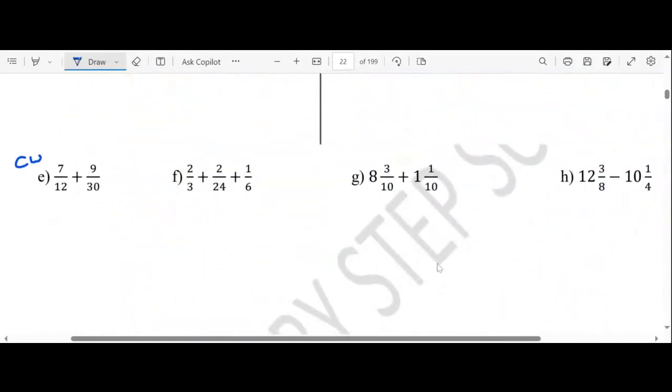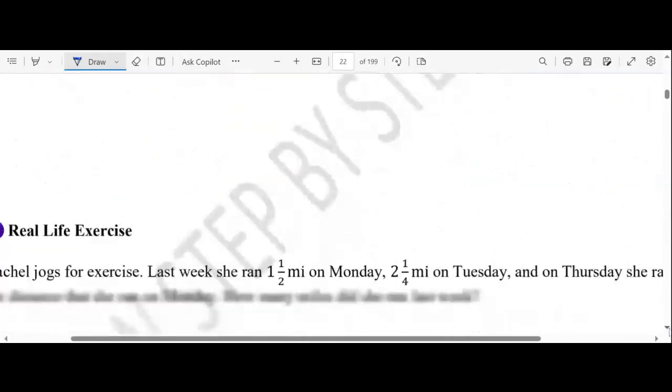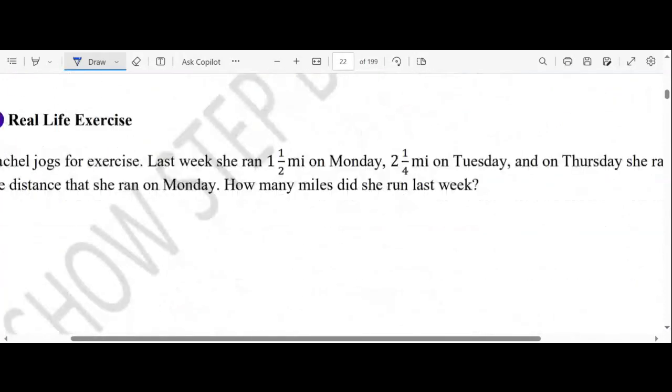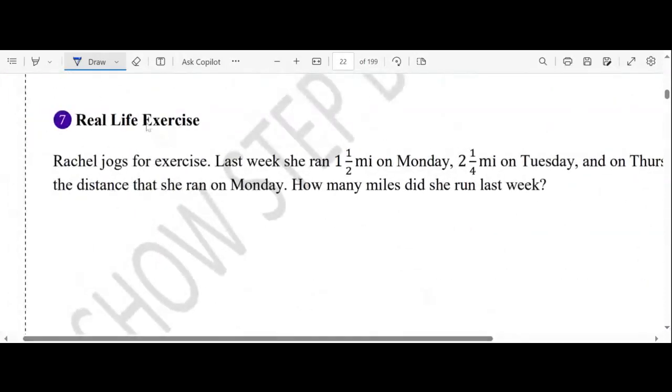Okay, this classwork, can do this later, okay? Now let's take a look. What is this called? Real life exercise.